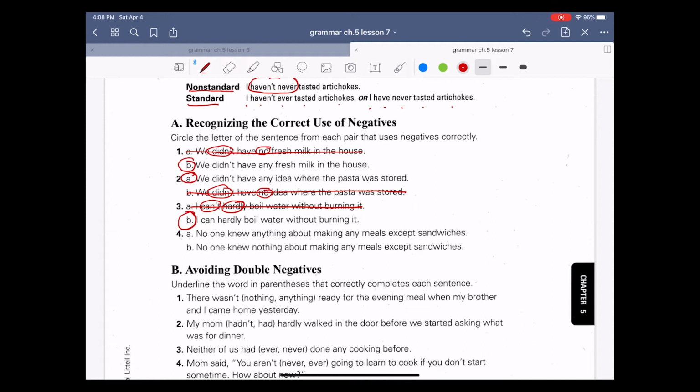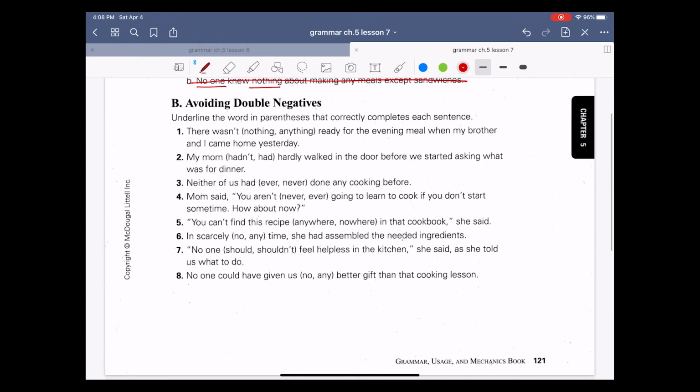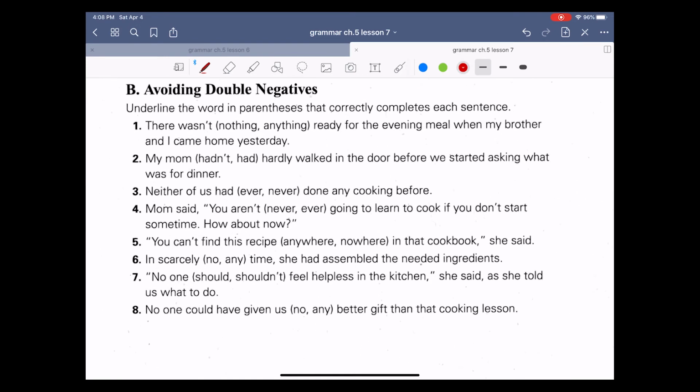Let's check 4B just in case we need to go back and hunt for something a little harder in A. No one knew nothing. No one knew nothing about making any meals except sandwiches. Double negative. It's definitely not B. We were right when we thought A was correct. Letter B. Avoid double negatives.